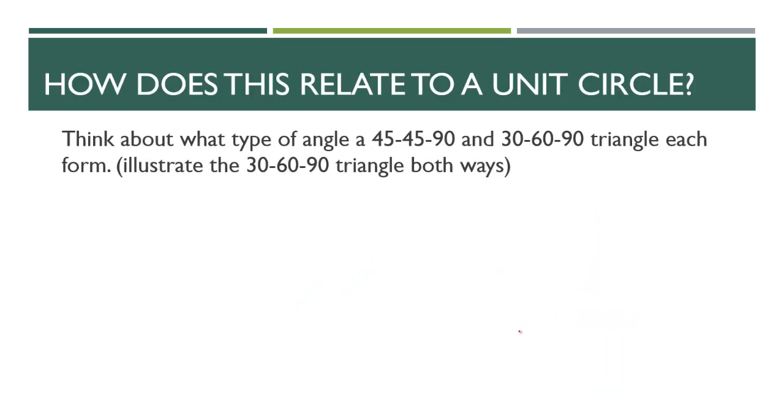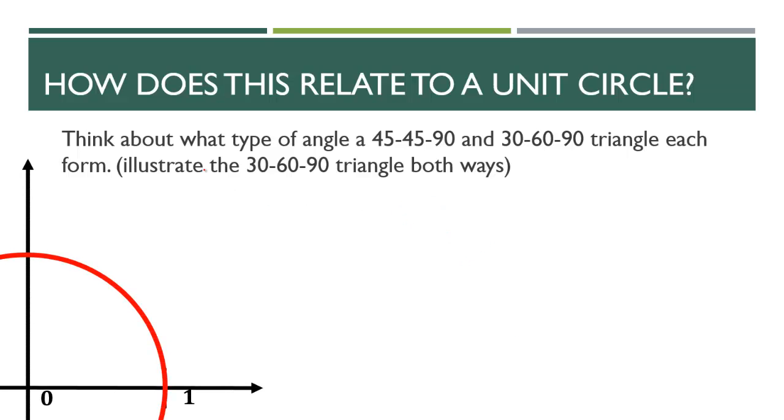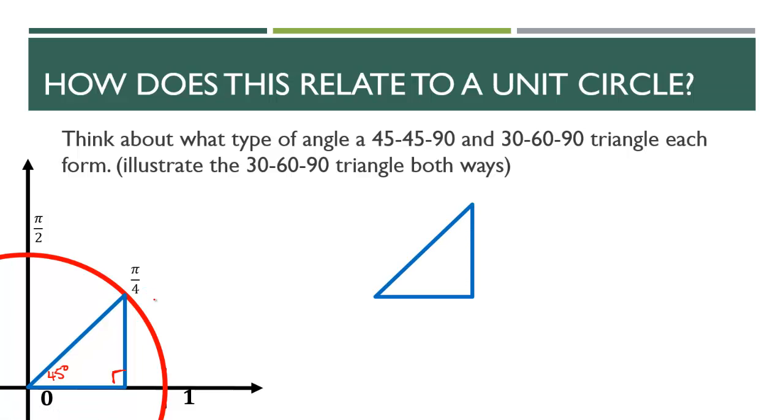Now, how does this apply to the unit circle? If you think about the type of angle that 45, 45, 90, and 30, 60, 90 each form, it might be a little helpful. So let's go ahead and put a 45, 45, 90 in there. Now this is 45 degrees. And once it hits the circle, if we drop it straight down, that forms a right angle. And that's at pi over 4, just for the sake of reference. So if we have a radius of 1, remember, right now what we're trying to do is find where this point is. So this equals what point?